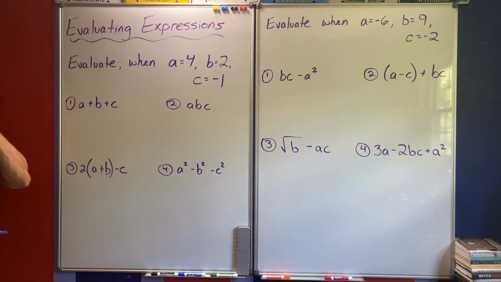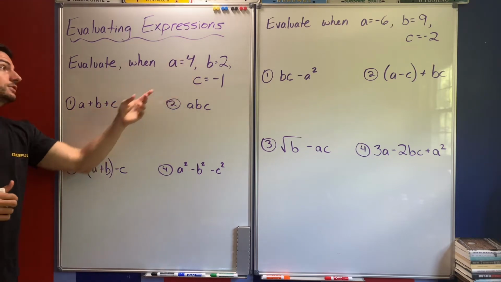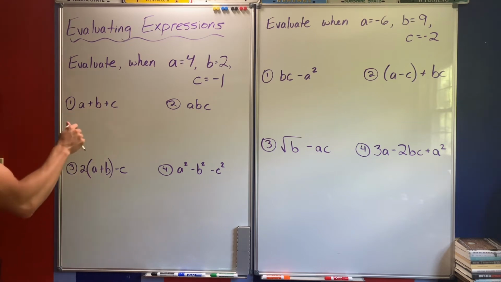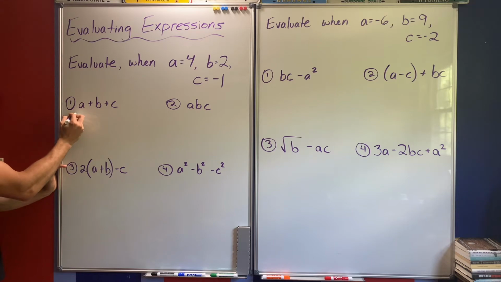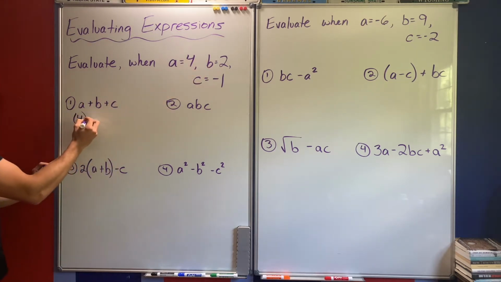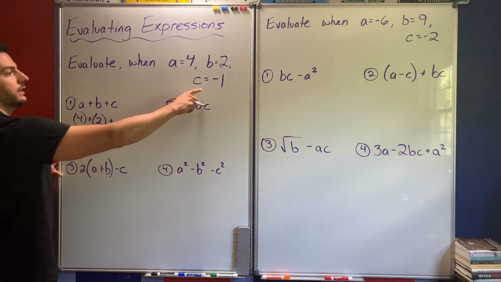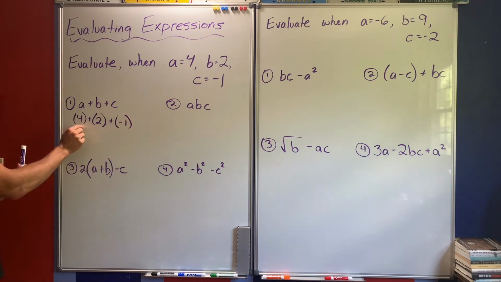Number one here, a plus b plus c. Okay, so first step, substituting in each value. Every time I see a letter a, I'm going to plug in a 4, okay? So instead of a plus b plus c, it's going to be 4 plus b, and every time I see a b, I'm going to put in a 2, so 4 plus 2 plus, and then c is -1, right? So don't miss the -1. So I do 4 plus 2 plus -1.